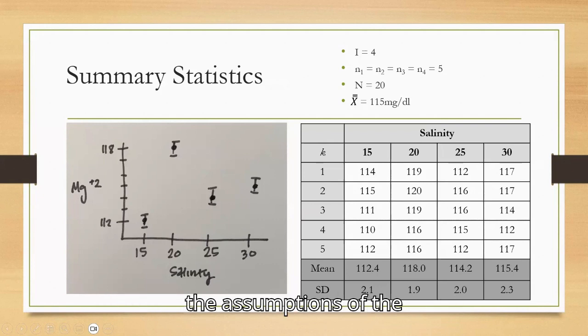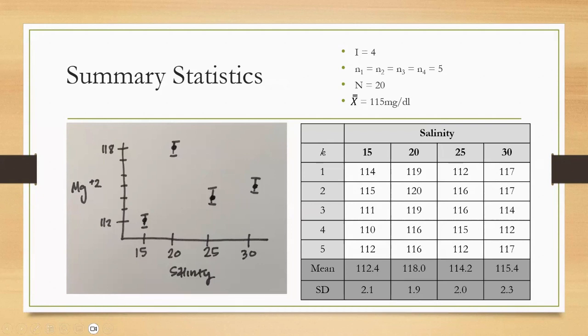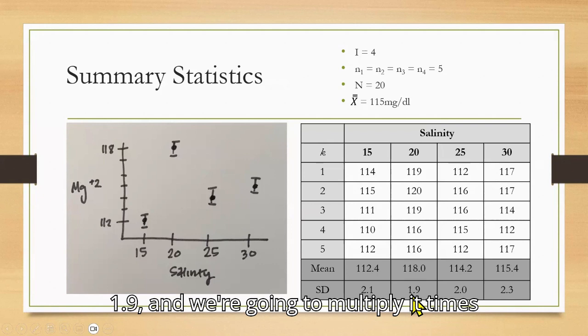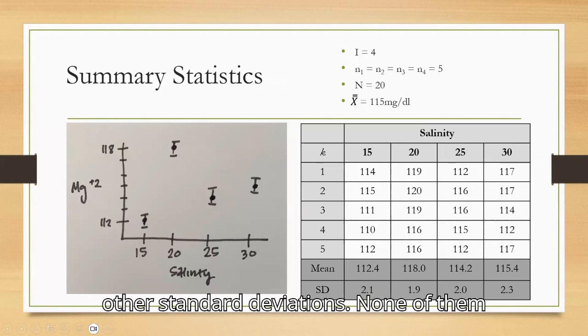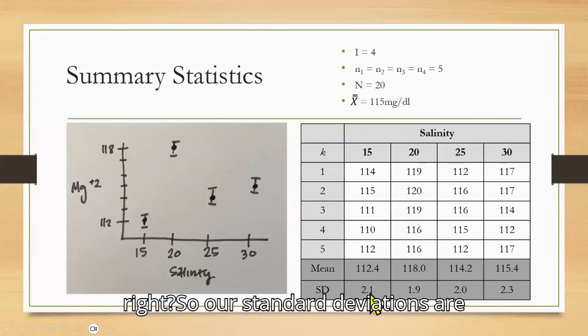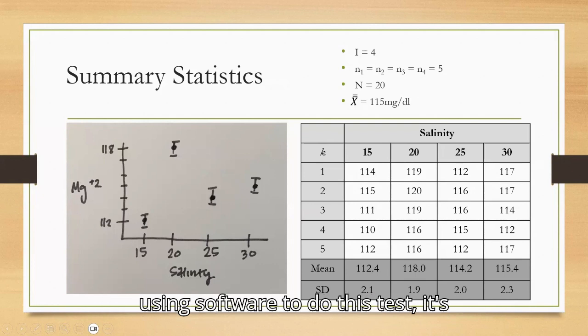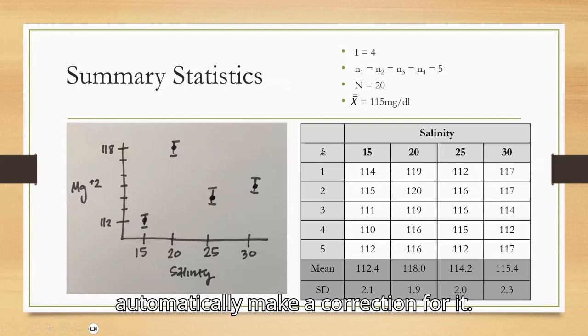All right, so one of the assumptions of the ANOVA is that the largest standard deviation is not more than twice the smallest. That's a quick way of figuring out, are the standard deviations approximately equal? Now, these are really close to one another, but here's how we would do that. We're going to take the smallest one, 1.9, and multiply it times 2. That's going to give us 3.8. We're going to look at our other standard deviations. None of them are bigger than 3.8. So our standard deviations are close enough together. Now, when you're using software to do this test, it's going to do that test for you, and it will let you know, or it will automatically make a correction for it.